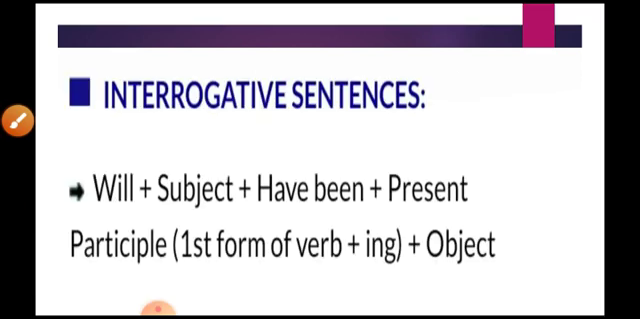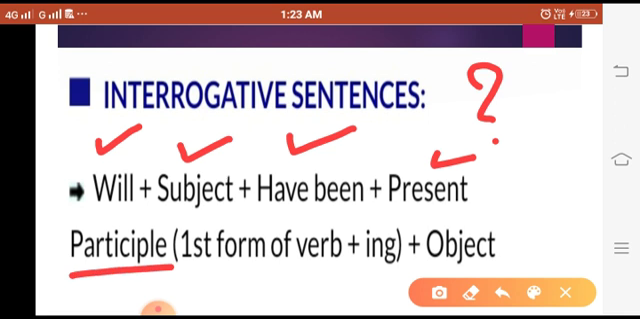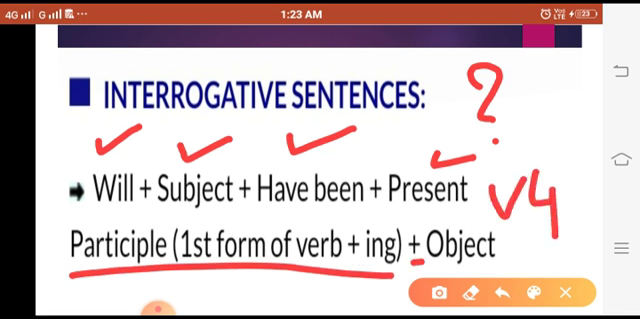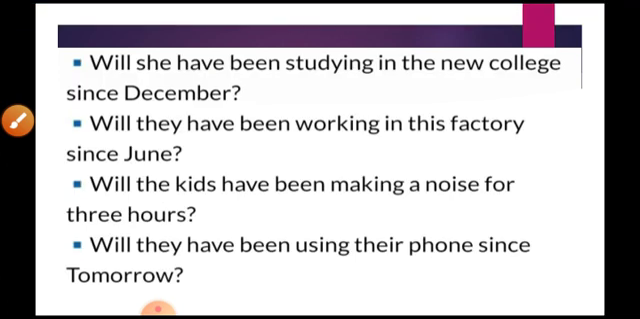Now, we will discuss the way of forming interrogative sentences or question sentences of future perfect continuous tense. To form such sentences, first we write will, then subject, then have been, then the present participle form of the verb, which is the fourth form of the verb, and then object. Now let's see its examples also.